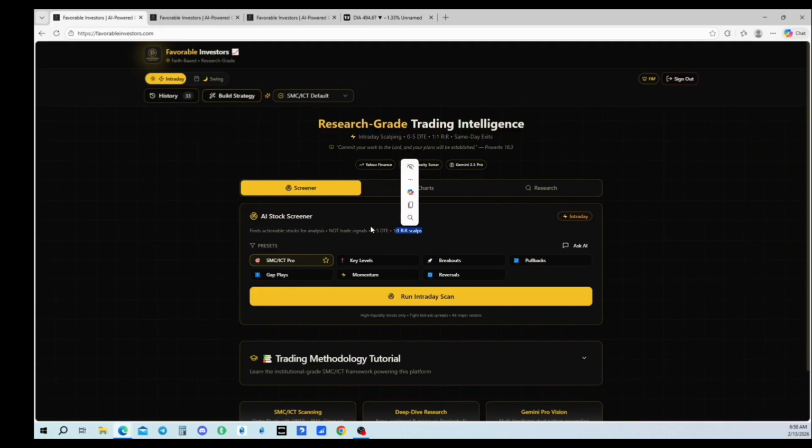Then if we switch this over to the swing trading mode, you will see that it changes it completely from 0 to 5 DTE, and now it is going to switch it to a 7 to 14 DTE, targeting higher risk to reward setups and targeting nicer, cleaner moves. Normally with swing trading, this will be the higher probability.